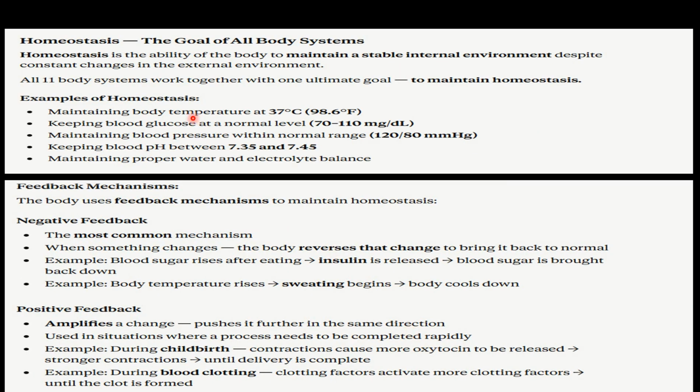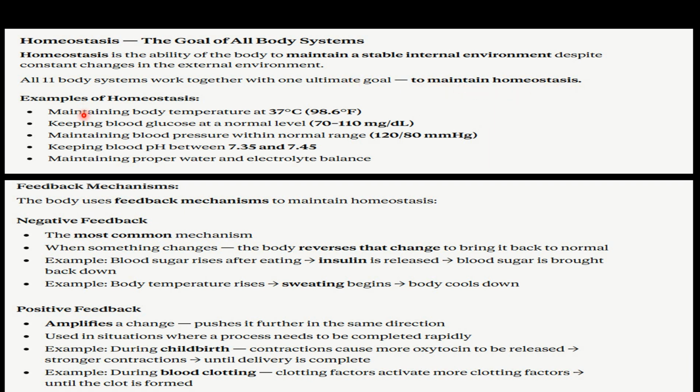Next thing is homeostasis. You should know this term, homeostasis. What is homeostasis? The goal of the human body system. Homeostasis is the ability of the body to maintain a stable internal environment despite the constant changes in the external environment. We all know that the external environment keeps changing from time to time, right? In that situation, homeostasis is the ability of the body to maintain everything stable internally. For example, all 11 body systems work together with one ultimate goal: to maintain homeostasis.